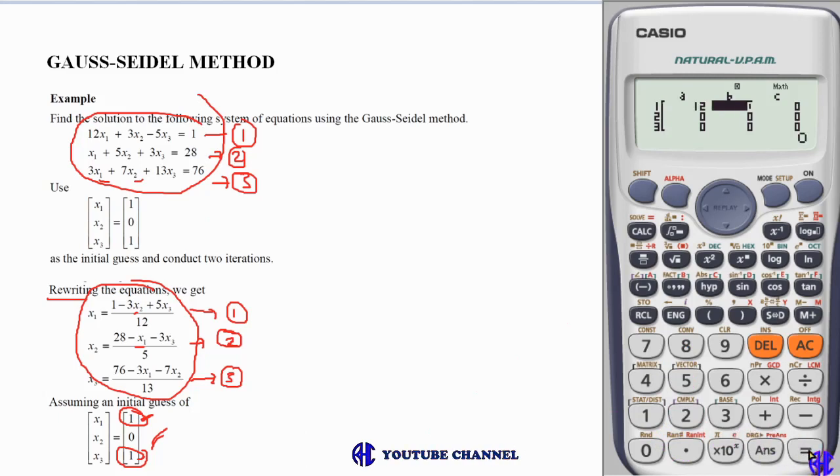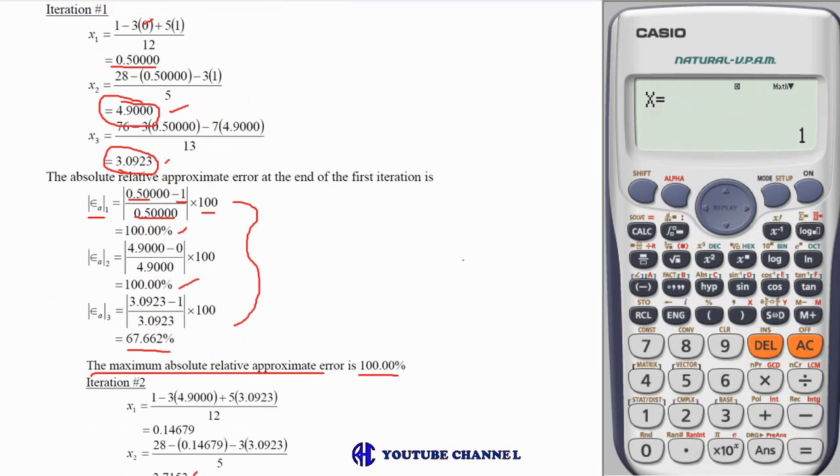So, that is 12, 3, negative 5. Then, yung constant natin nasa kabila, so tama na. That is positive 1. Then, 1, 5, 3, then positive 28. Tapos, 3, 7, then 13, and 76. Then, equal natin. So, ito na yung x sub 1 natin. So, tama. Tama yung sagot.